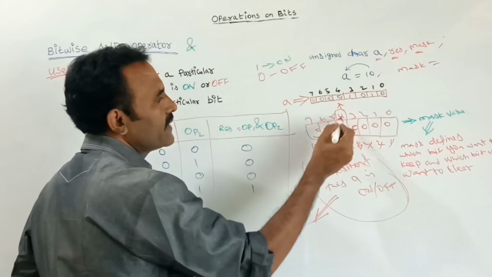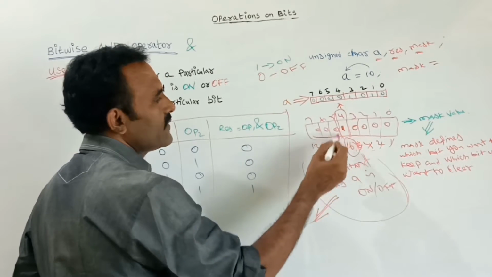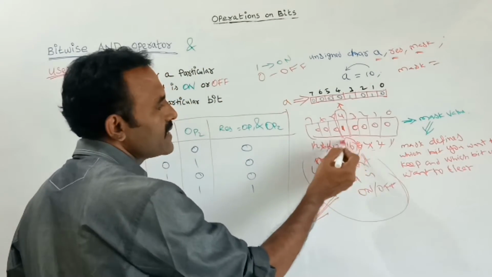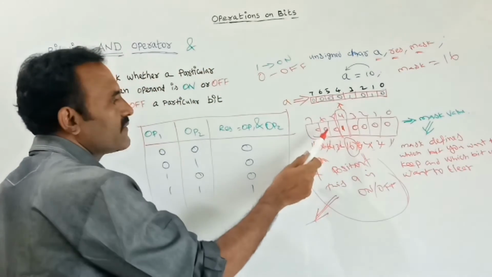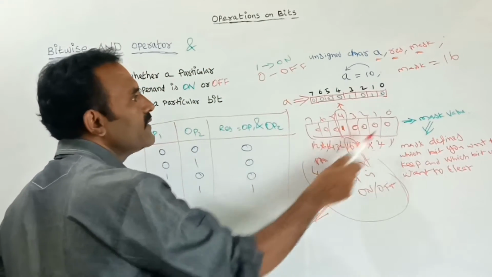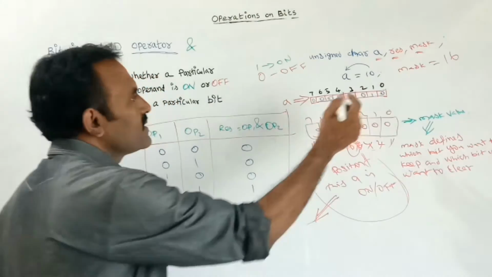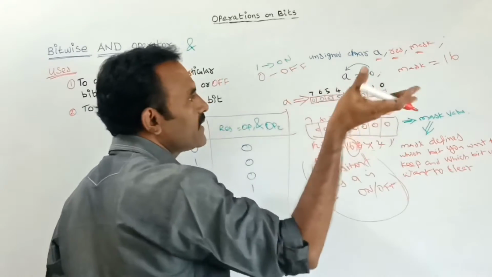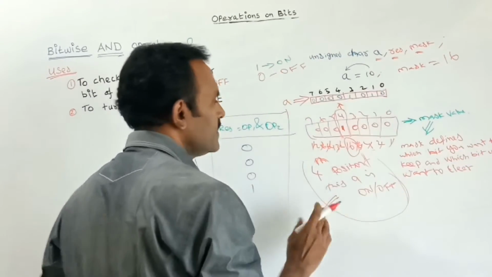Everything else is 0, so we need not calculate; here it is 1 into 16, 16. So this is the value. Remaining every bit value is 0. So here the decimal value is 16. So we can apply 16 instead of giving this binary value. Suppose I want to find whether the fourth position of A is true or false, then we can give it like this: mask value is equal to 16.